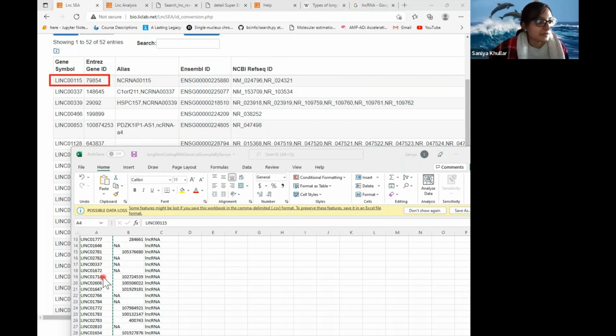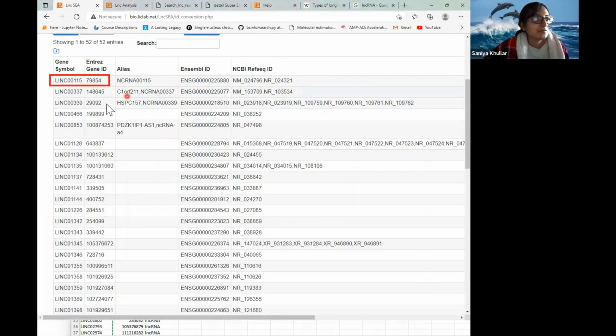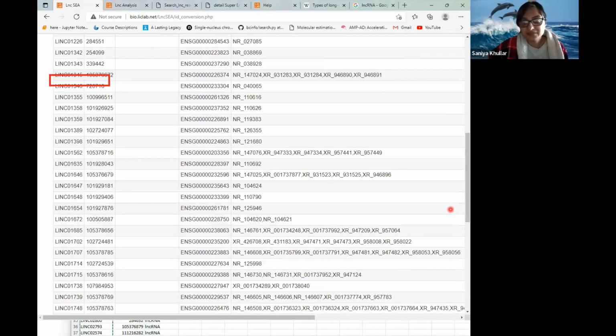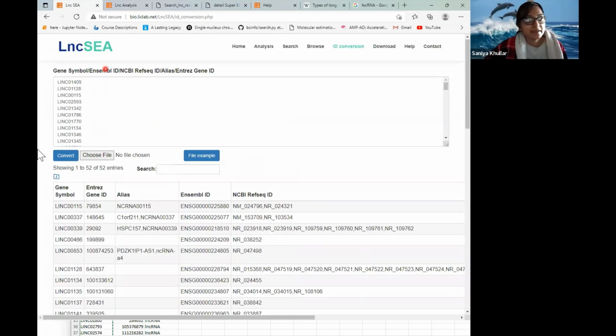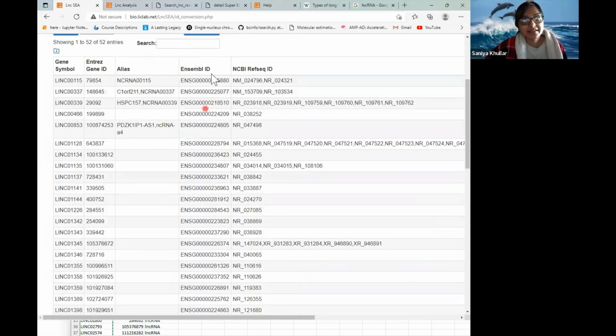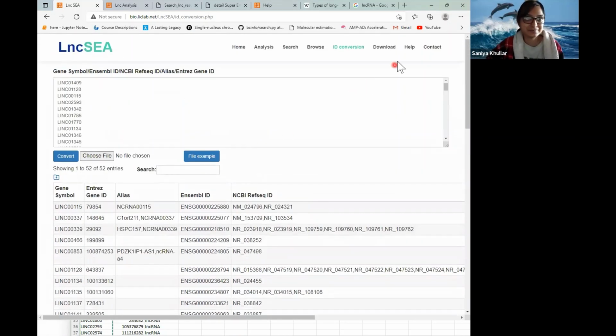There are various examples out there of all these results, and we can see all of these. I just wanted to show you the example of how it can identify the entry ID, aliases, Ensembl IDs, and NCBI RefSeq IDs, which is really cool. There's also this help resource, where we can see more about what this resource is doing.